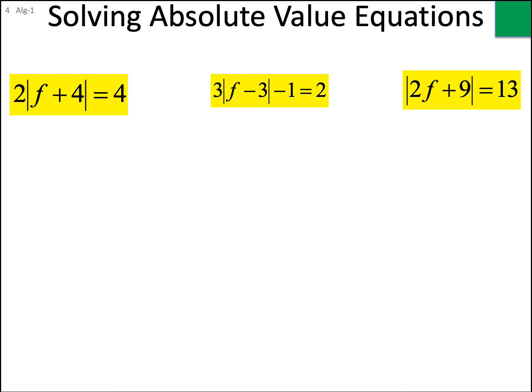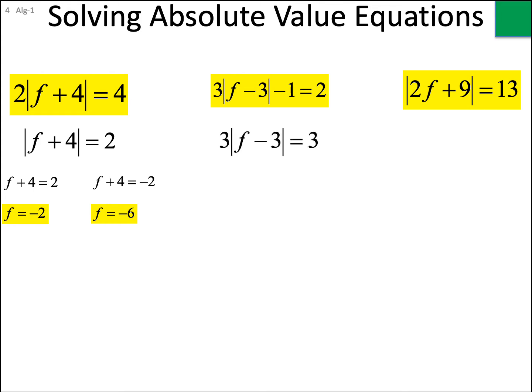Okay, well, let's see. The first one, divide both sides by 2. We'd write our 2 equations. Subtract 4 from both sides. That would give me -2. Subtract 4, -6. So I've got -2 or -6. Okay. For the middle one, add 1 to both sides. Divide by 3. Write my 2 equations. So we add 3 to both sides. Add 3 to both sides.